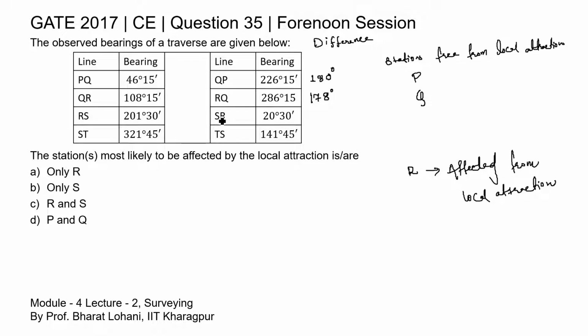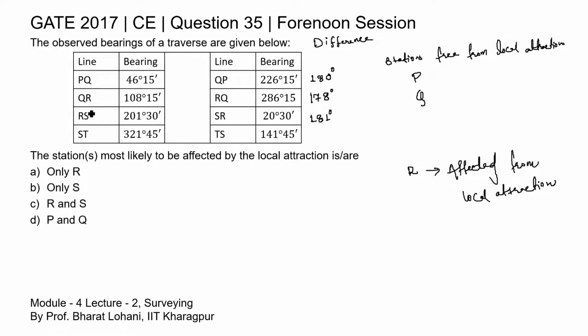Now for line RS, the difference between the forebearing and back bearing is 181 degrees. Again here we are seeing that for line RS, the difference between forebearing and back bearing does not differ by 180 degrees. So already we have observed that station R is affected by the local attraction. Now we cannot say that S is also affected.